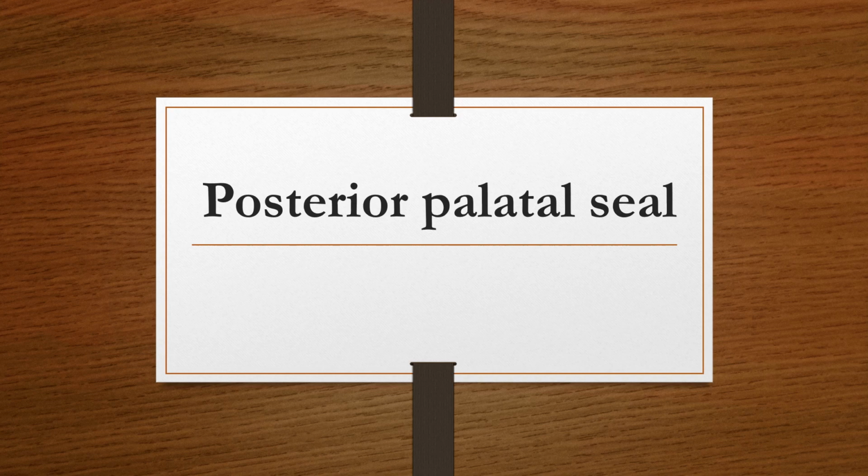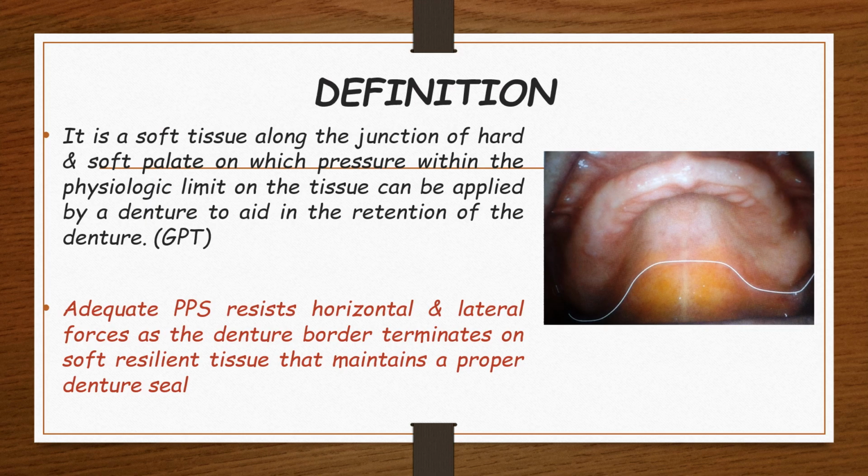What is the importance of posterior palatal seal? So posterior palatal seal is a soft tissue along the junction of hard and soft palate on which pressure within the physiologic limit can be applied to aid in the retention of the denture. So, adequate PPS will resist horizontal and lateral forces acting on the denture, thus maintaining a proper seal.